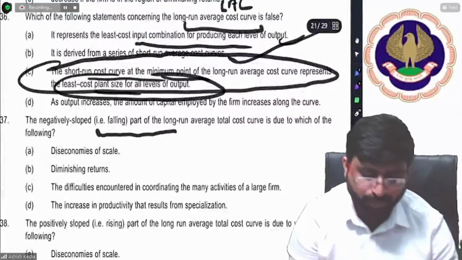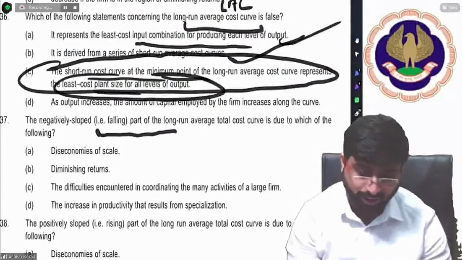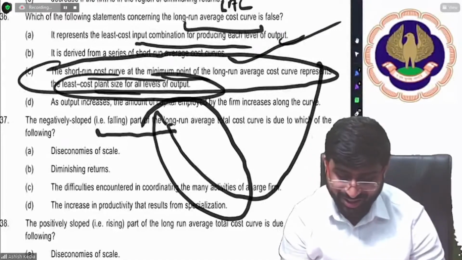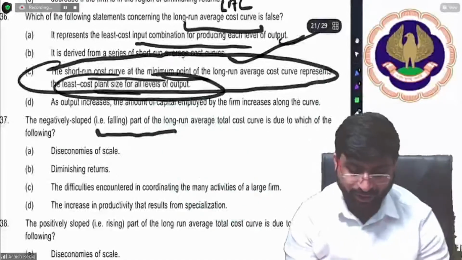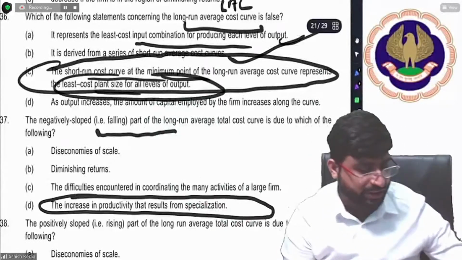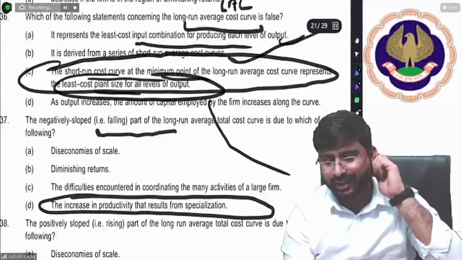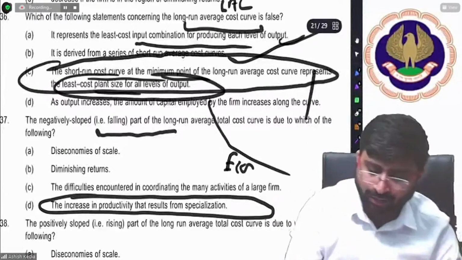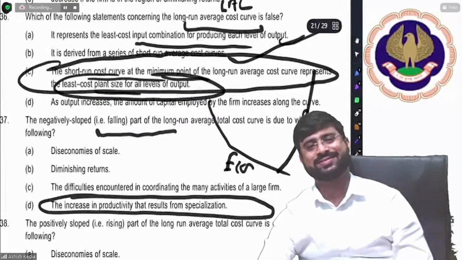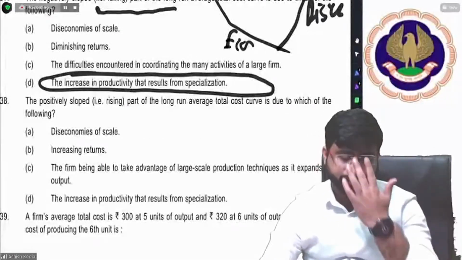The negatively sloped part of the LAC curve, the falling part, is due to, as I have told you, economies of scale. So it is basically increasing production that results from specialization. So the answer is 37D. I told you when cost is falling, it is because of economies of scale, and when cost is rising, it is because of diseconomies of scale. We will remember this. Next, moving on.